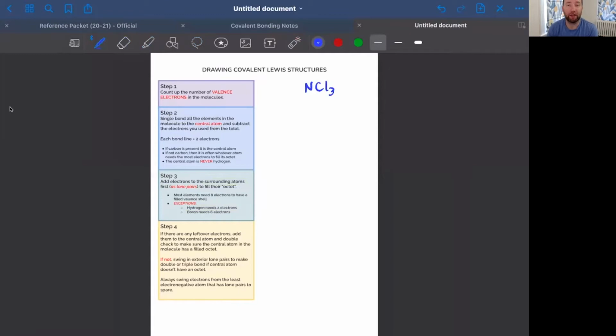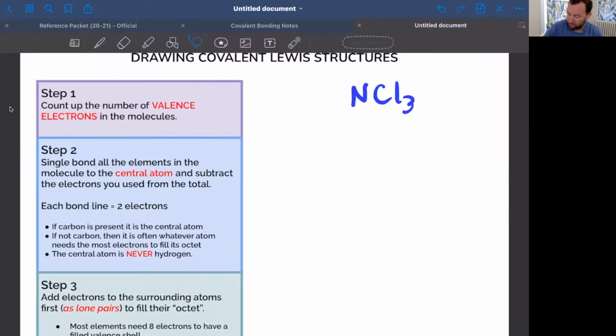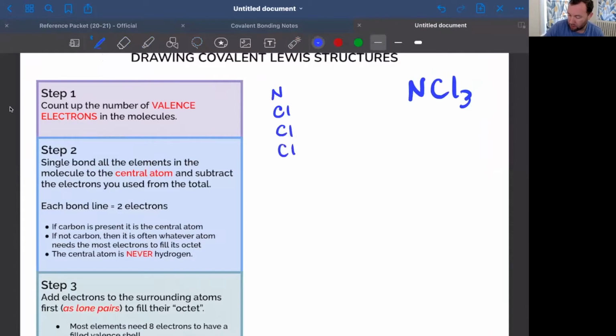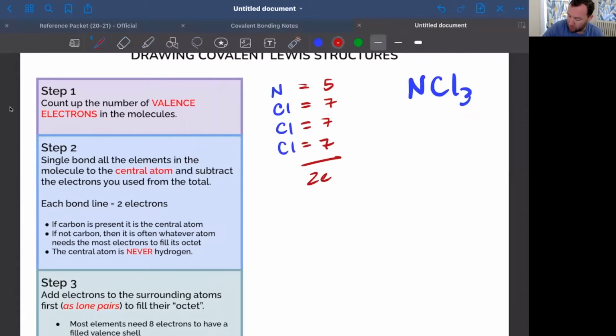So NCl3. Let's try this one. The first step is to add up all of the valence electrons in the molecule. Nitrogen has 5 valence electrons, chlorine has 7. Each of these chlorines has 7 because there are 3 chlorines, right? So 21 plus 5 equals 26 total electrons. So I need 26 electrons in this drawing, okay?